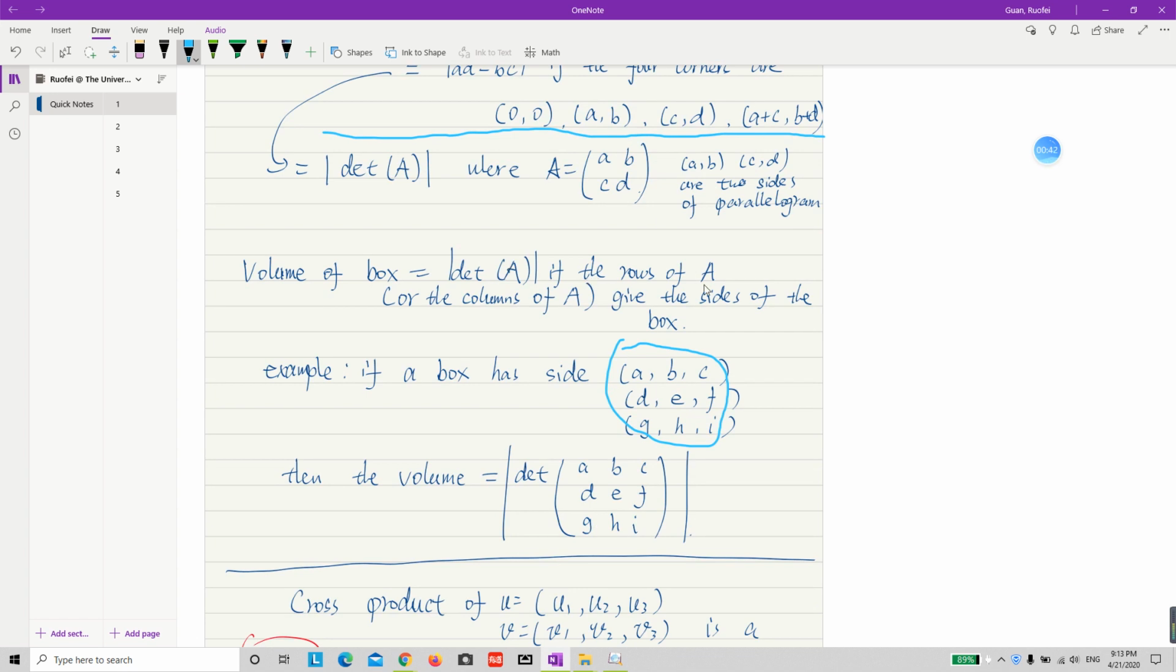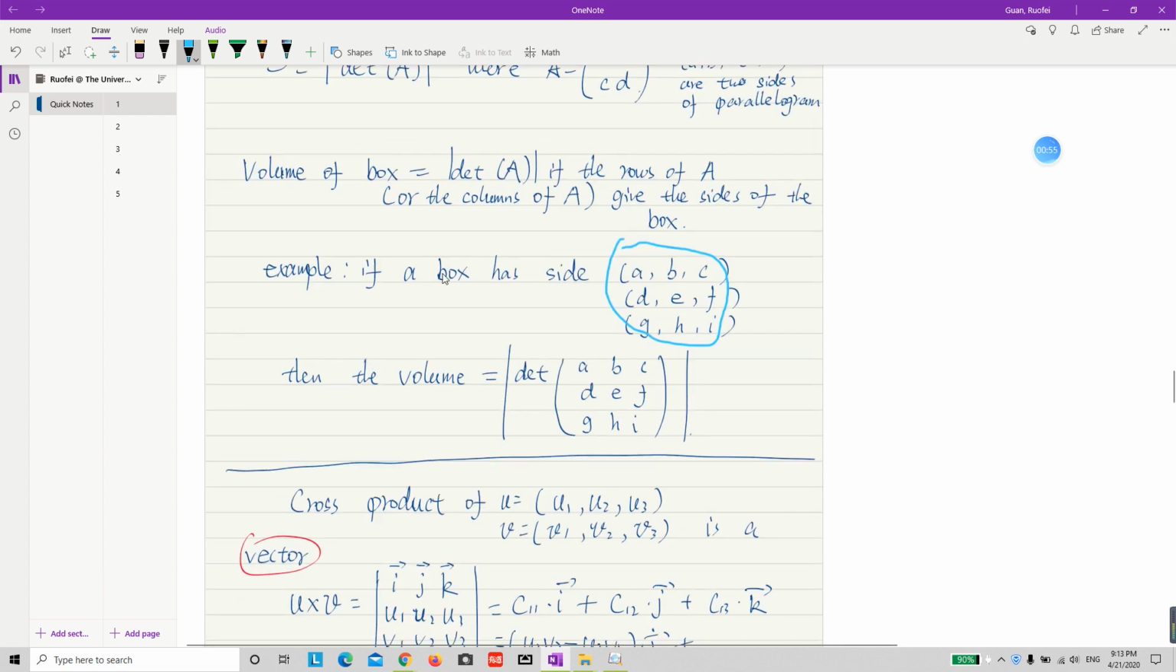If the rows of A give the sides of the box. Okay, so the rows are actually the sides of the box, so each row is a side of the box here. And here we give you an example. If a box has sides (a, b, c), (d, e, f), (g, h, i), so there are three sides here. Be careful that you have to choose three linearly independent side vectors. You can't choose parallel sides. If you choose parallel sides, you will get 0 here.